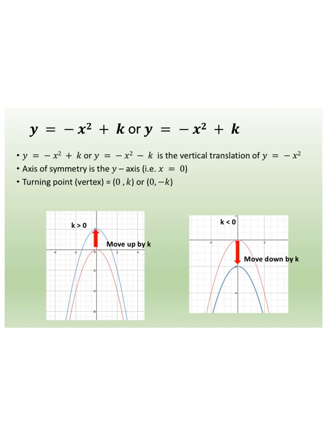y equals minus x squared, or y equals minus x squared plus or minus k, is the vertical translation of y equals minus x squared. So the axis of symmetry is the y-axis, which is x equals 0. The turning point is either (0, k) or (0, minus k).